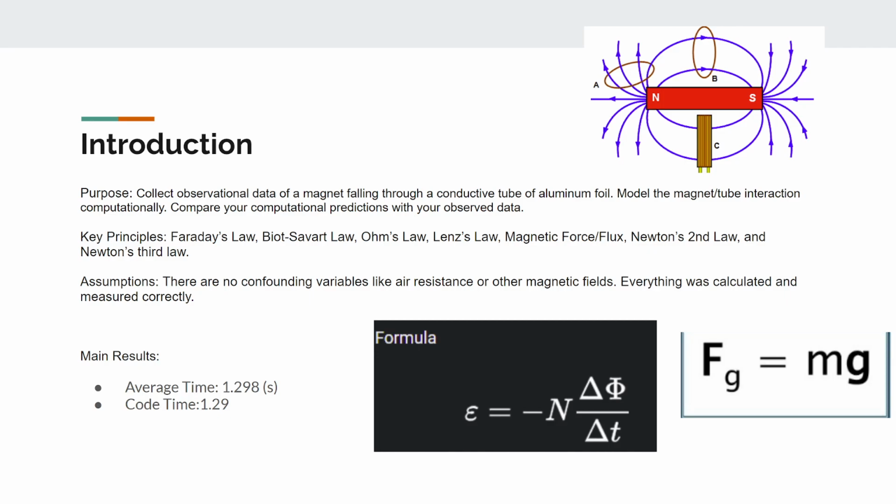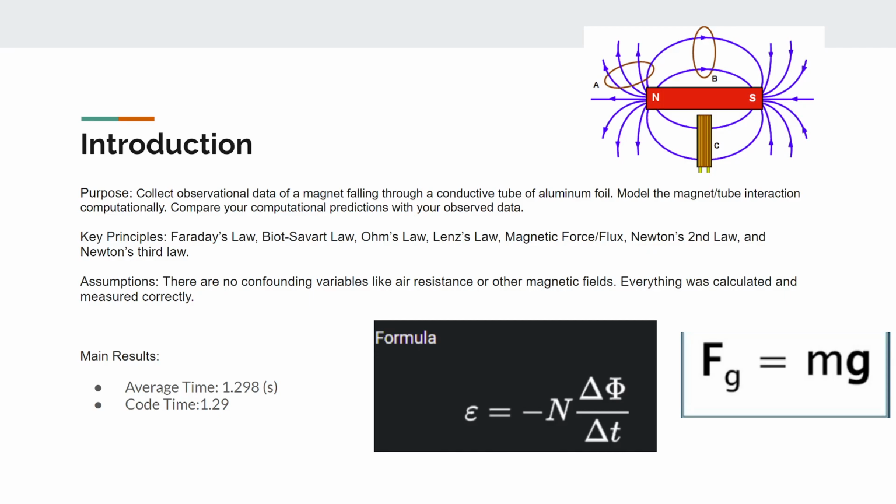Some assumptions we have to make: there are no confounding variables like air resistance or other magnetic fields, so we need to neglect all outside confounding variables, and that everything was calculated and measured correctly. We have to assume that, and that there were no other errors.